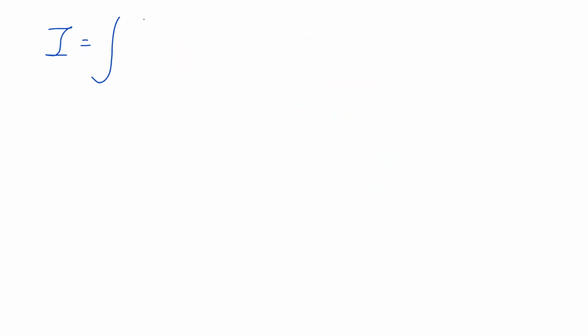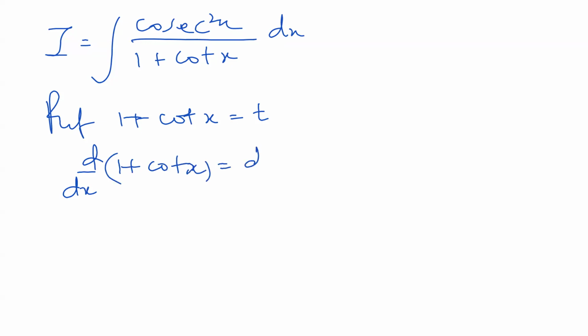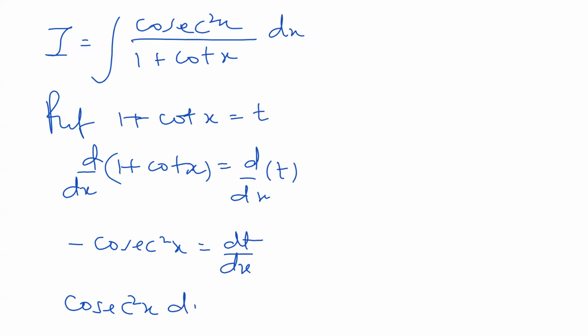The other way, cosec square x upon 1 plus cot x. Now the derivative of cot x is minus cosec square x. So you can put cot x as t, but I would rather prefer to put 1 plus cot x equal to t. Okay. So dy dx of 1 plus cot x, dy dx of t, is minus cosec square x dt by dx. So cosec square x dx is minus dt.